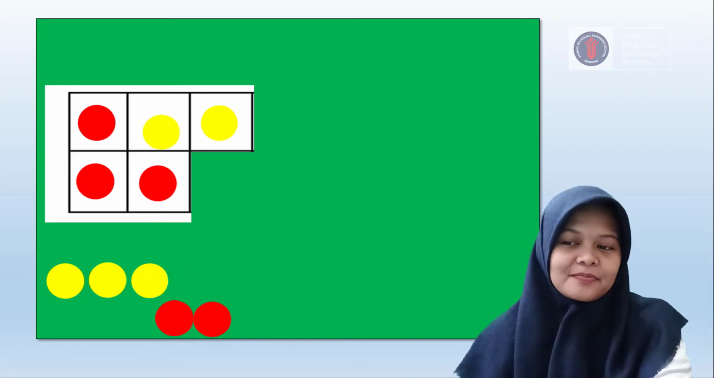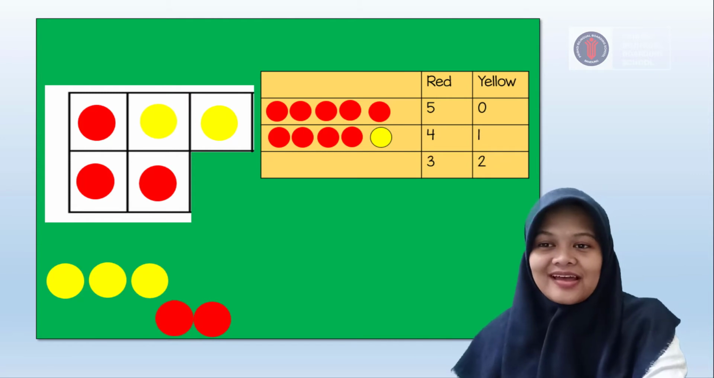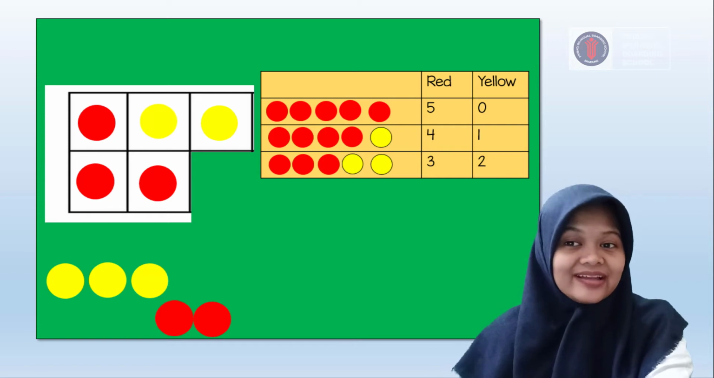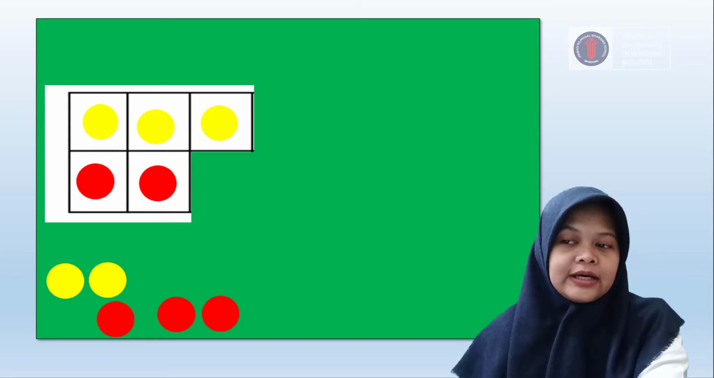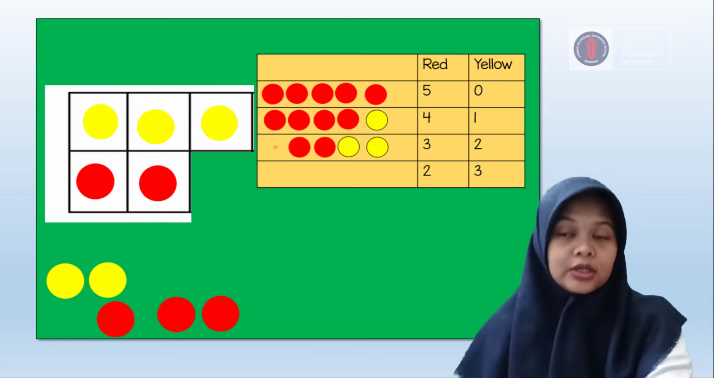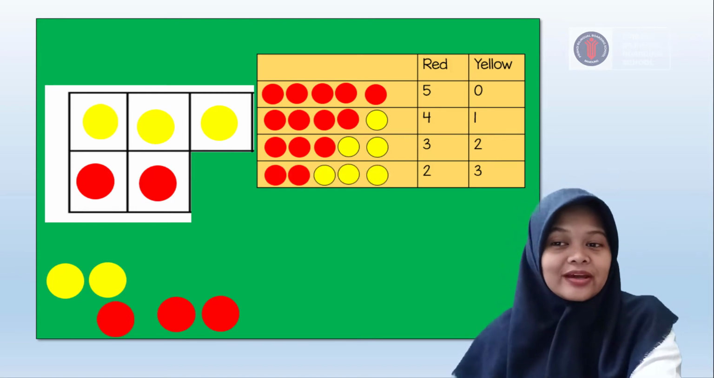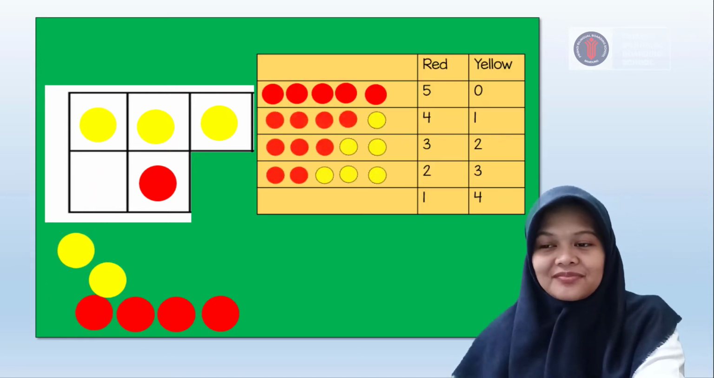Let's swap another. This time we have how many yellow? Yes, you're right. There are 2 yellows and 3 red dots. So we can write 3 red and 2 yellow also makes 5. This time I swap another red dot with another yellow dot. So now we have 3 yellow dots and 2 red dots, right? So we can write it down, 3 yellow and 2 red, it makes 5 too.